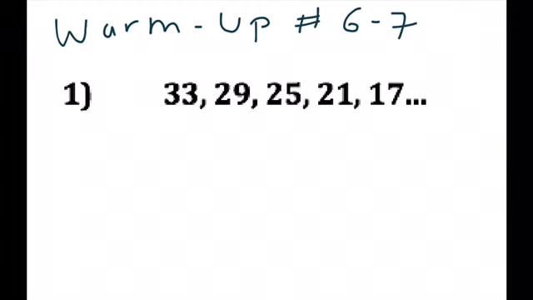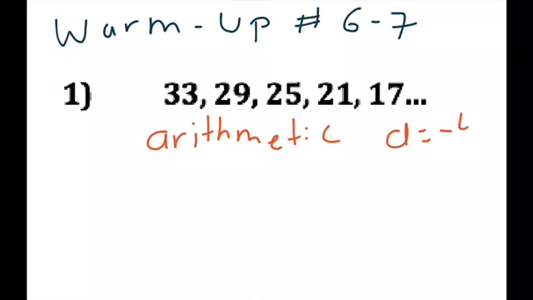Okay, on problem number 1 on your warm-up, the first thing we need to do is determine whether the sequence is arithmetic or geometric. Since I am adding a -4 each time, you can see here that I'm adding a -4, adding -4, -4. It's going down by 4 every time, so we have an arithmetic sequence. Since it's arithmetic, I'm going to be looking for D, which is -4.